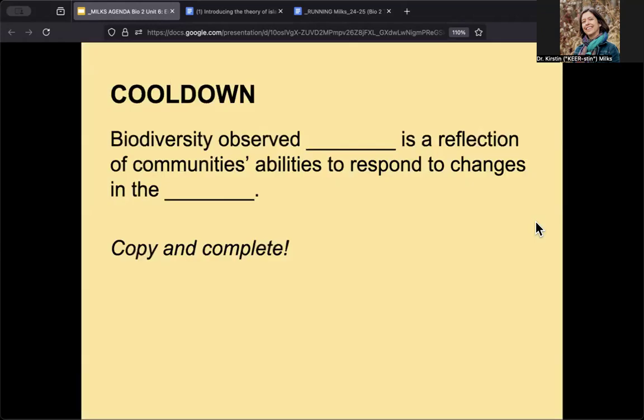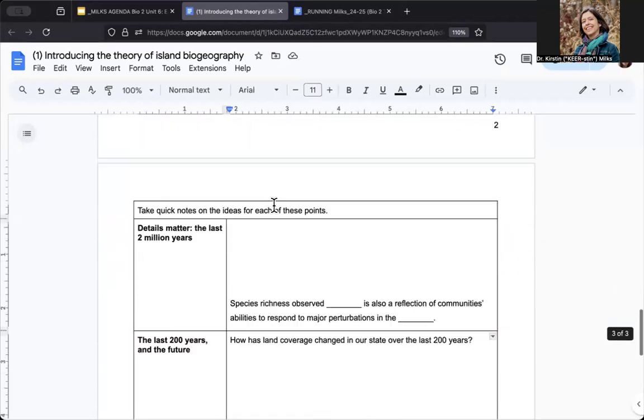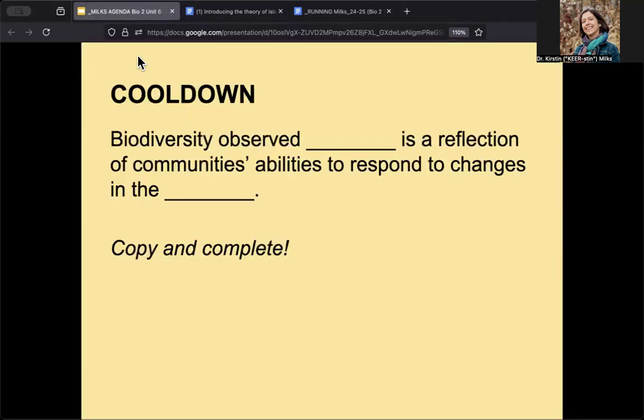All right, that ends our work for today. I want you to go back to that sentence that we filled in, and I want you to fill it in again one more time. I've made some changes to make it a little bit easier to write.